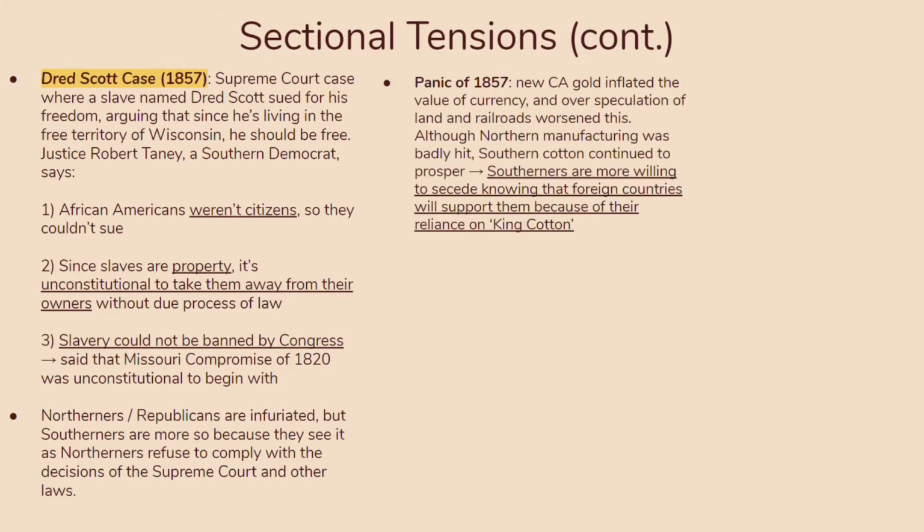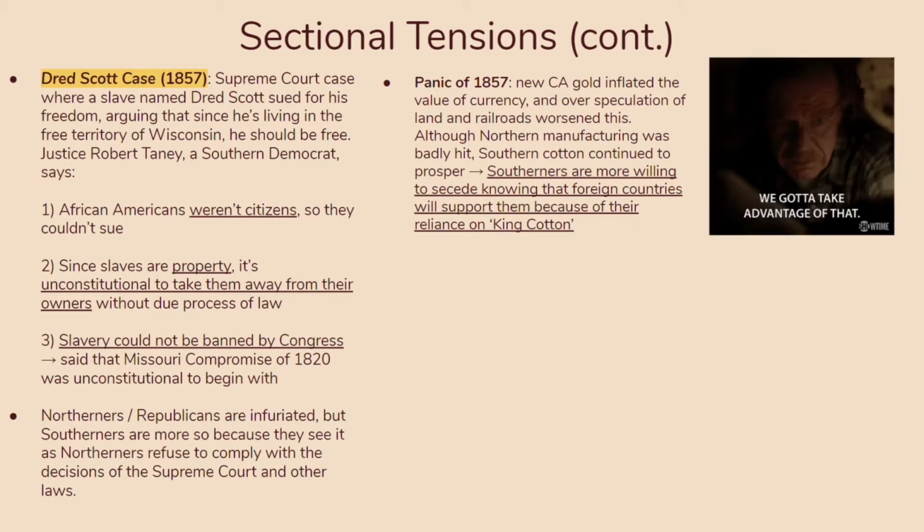Another thing you should know about that's sort of relevant, but not really relevant, is the Panic of 1857. Essentially, it was caused by the new California gold that had been discovered. It was inflating the value of currency, and over-speculation of land and railroads only worsened this. Although northern manufacturing was badly hit, southern cotton continued to prosper.